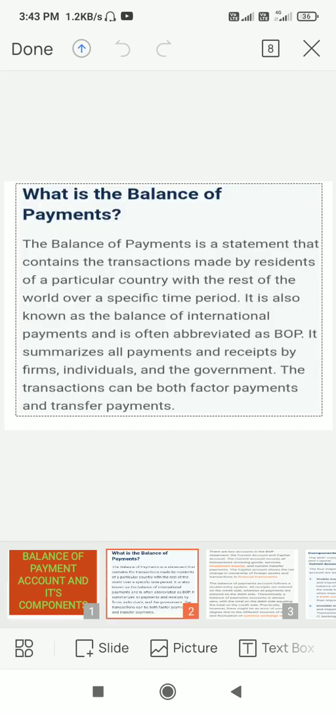So let's start with the meaning of this type of account, that is, what is balance of payment account. The balance of payment is a statement that contains the transactions made by residents of a particular country. Remember properly that it is made by the residents of a particular country with the rest of the world over a specific time period. It is also known as balance of international payment, and the abbreviation of this account is called BOP. It summarizes all types of payments and receipts by the firms, individuals and the governments. The transaction can be both factor payment and transfer payment. So there are two types of transaction, that is called factor payment and transfer payment.